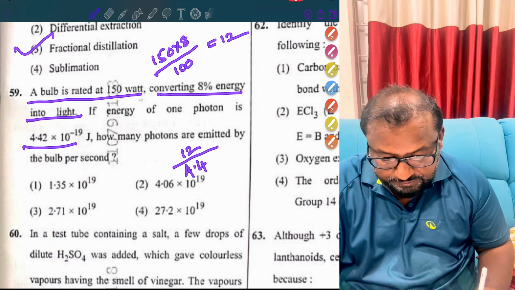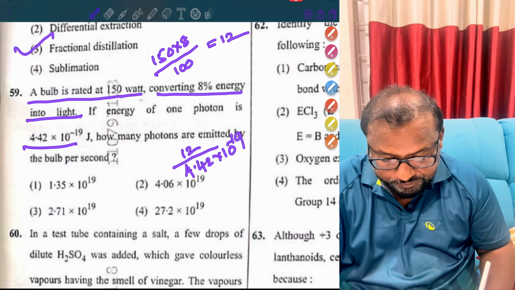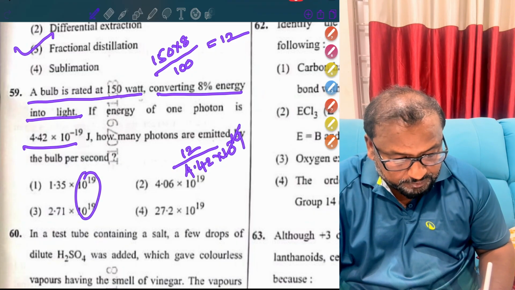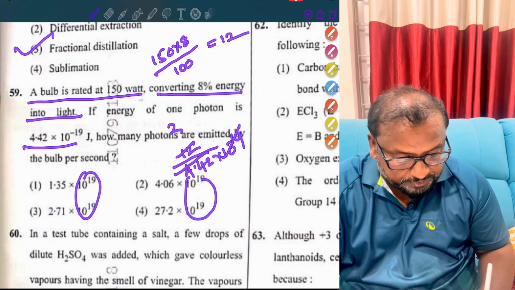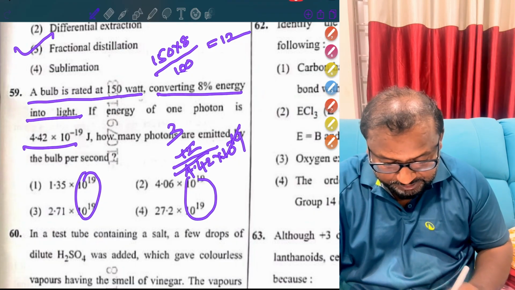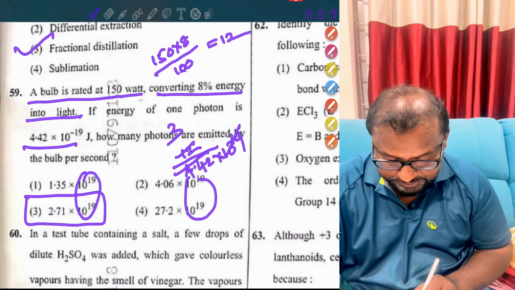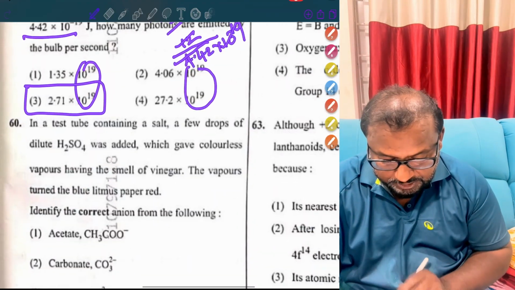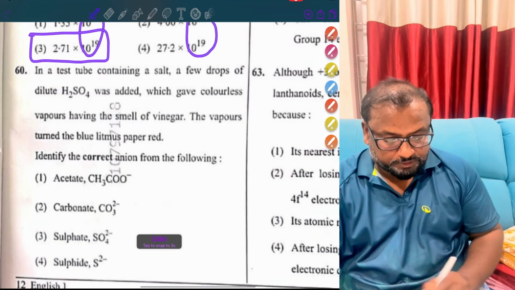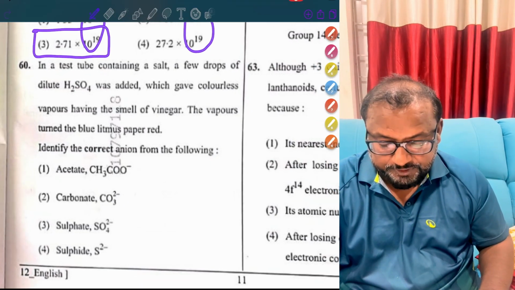So this 12 divided by the photon energy, 4.42 into 10 power minus 19. So minus 19 goes up, everything is minus 19. 4 goes how many times? 3 times. Okay, it should come to less than 3. So the answer should be the third option. Okay, if you properly calculate it, you will get the answer.